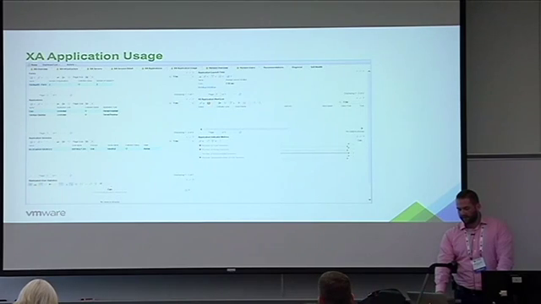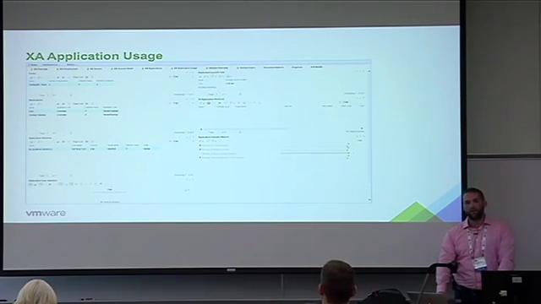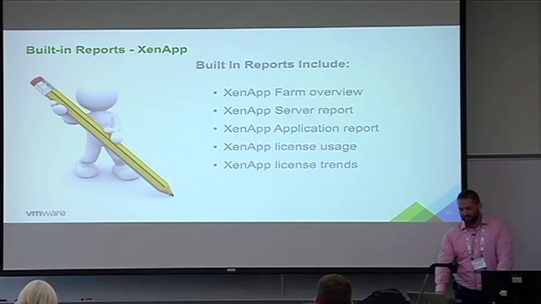Application usage, right? So application alerts, launch time across farms, application session information, right? Really be able to view the workload, historical usage, right? How often is this application actually being used? Is anybody using it at all, right? And then built-in reports. Right, pretty much the same thing as in Desktop 7.6.